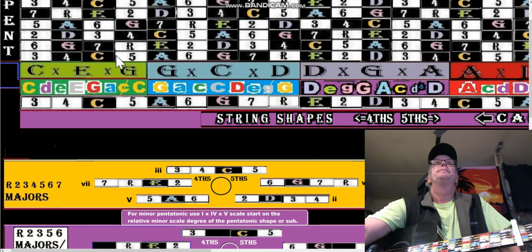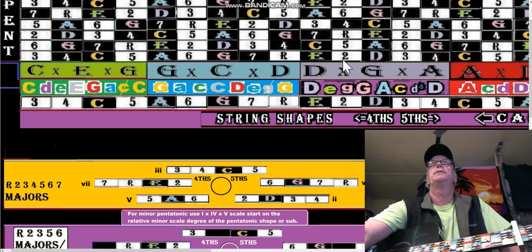And we have the G, the fourth of C is the fifth of C is the G string shape. So we give the string shapes their own letter. So here 3, 4, 5 is just C. The A string shape is 5, 6. The G string shape is 6, 7 root. The E string shape is 7 root 2. And the D string shape is 2, 3, 4. And back to C again.